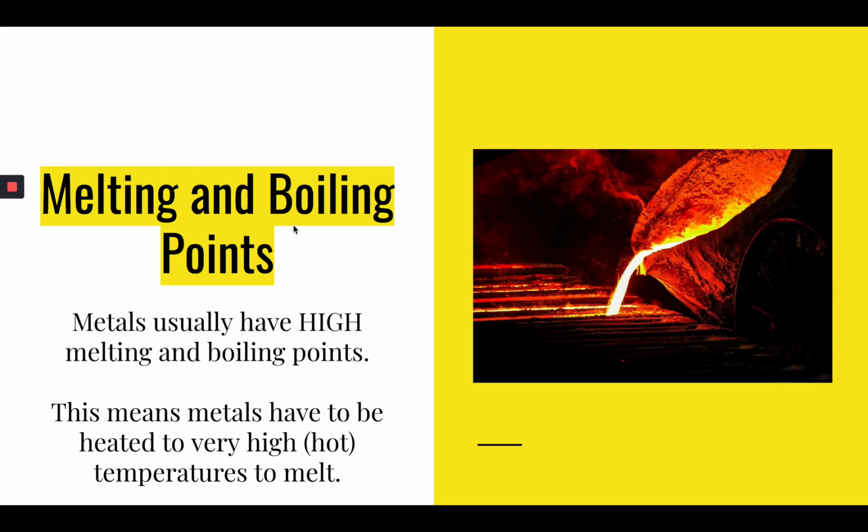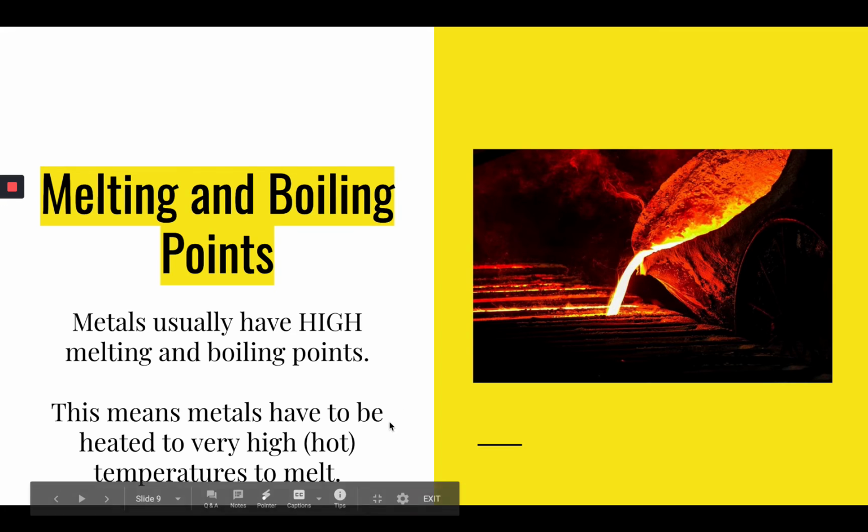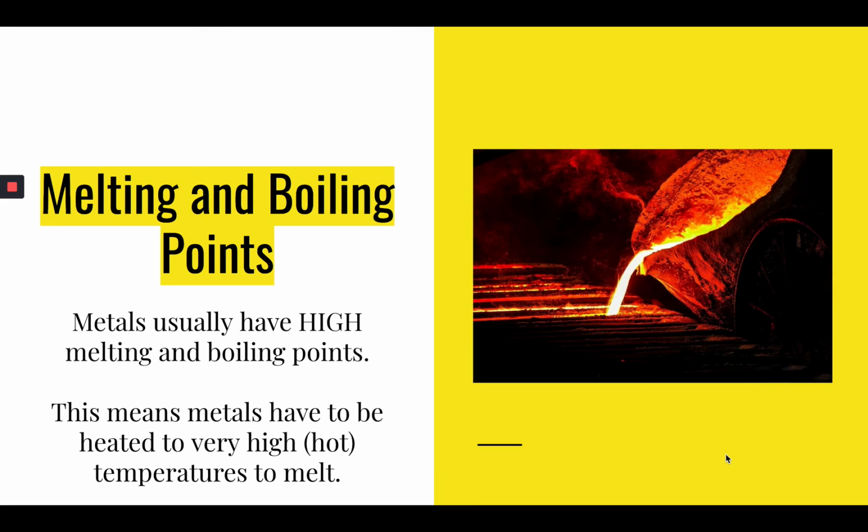Their melting and boiling points. Metals usually have very high melting and boiling points. This means that they have to be heated to very high temperatures in order to melt, which is usually how we see metal being formed. They have to melt it all the way down in order to form it, and they have to heat it to extremely high temperatures to do that.